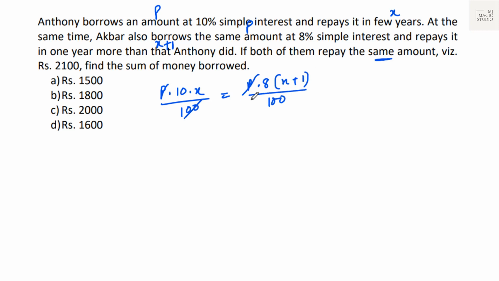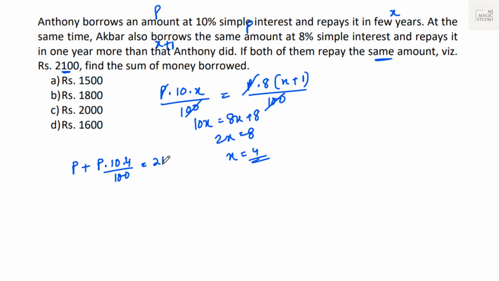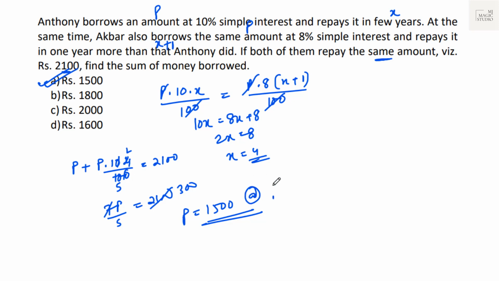So if we solve this, what we'll get? 10x equals 8x plus 8, 2x is 8, x is 4. So now both of them repay the same amount, that is 2100. Now what is the formula for amount? P plus PRT by 100. If we take Anthony, T is 4. This equals 2100. So 5 plus 2, 7P by 5 equals 2100. If we solve this, we'll get P equals 1500. The sum borrowed by each one of them is 1500. Option A is the pick.